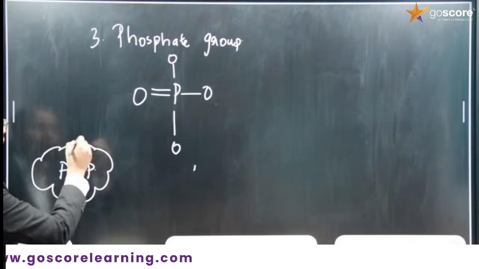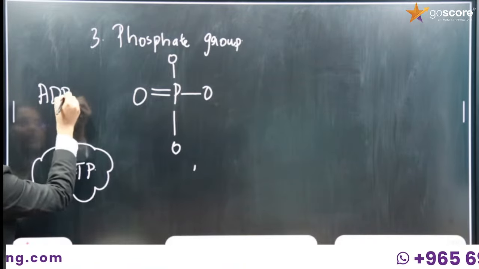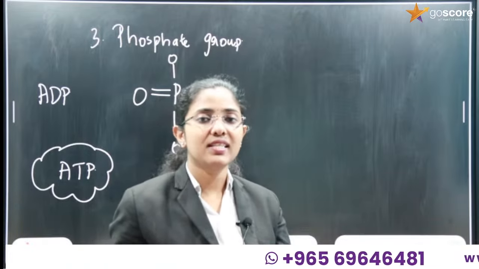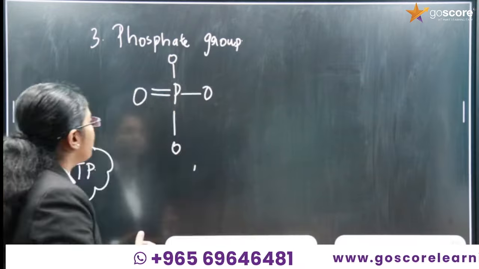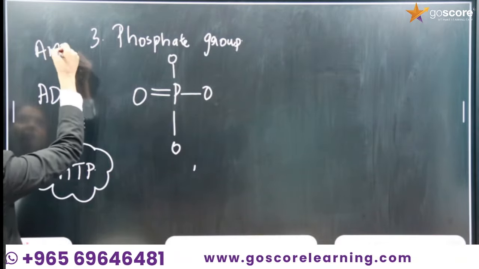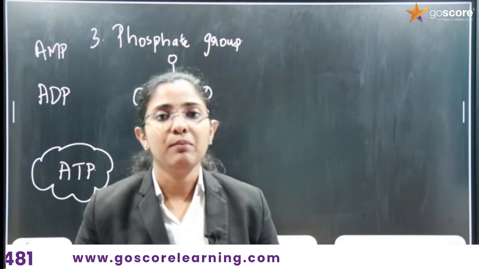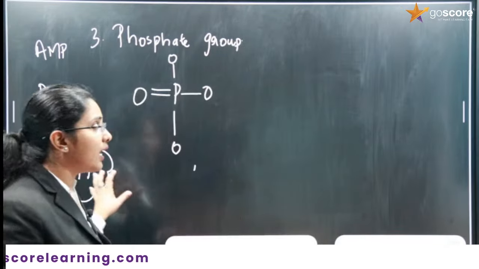Then if you are considering ATP, you might know ADP too. It is adenosine diphosphate. If two phosphates are attached, we call it adenosine diphosphate. Next, AMP, adenosine monophosphate. So these are the three different types of molecules that can be present.